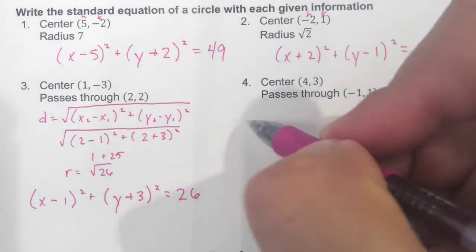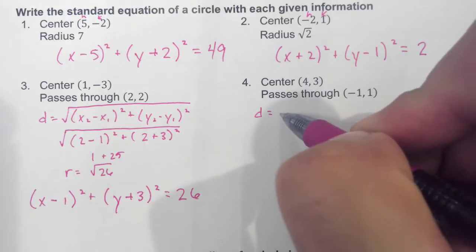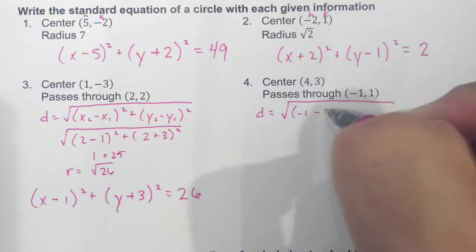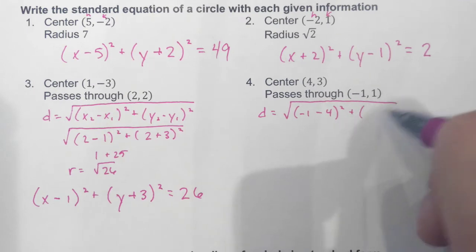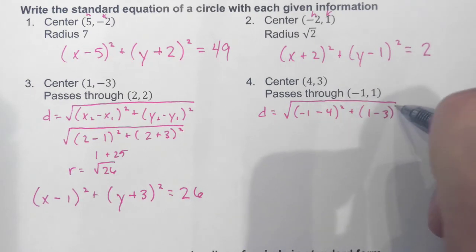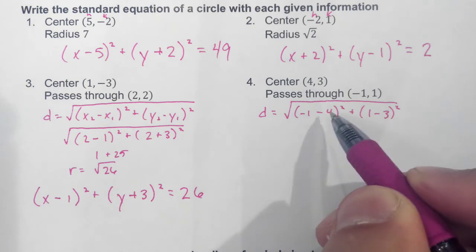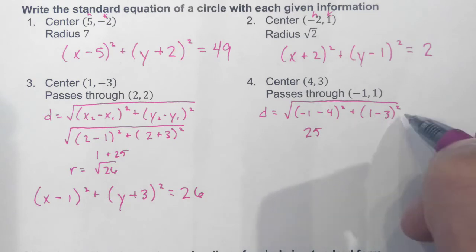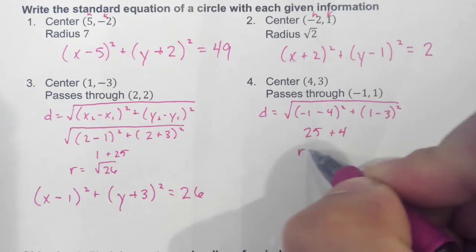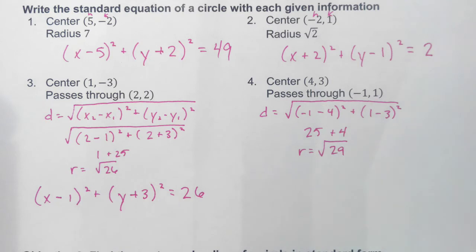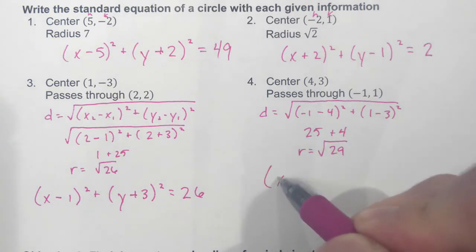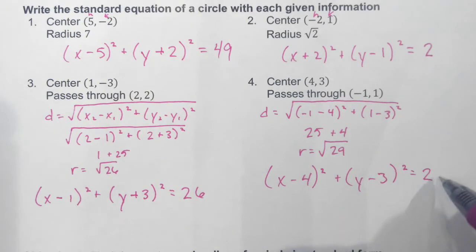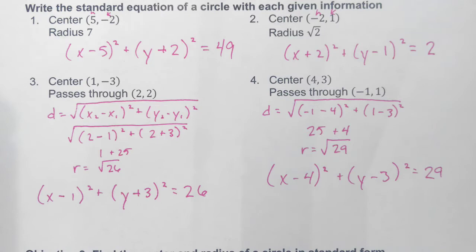All right, let's say you did. The distance is x2 minus x1 squared plus y2 minus y1 squared. So that would be negative 5 squared, so that would be 25. And that would be negative 2 squared, which is 4. So my radius comes out to be the square root of 29. Plug it into the formula. X minus 4 squared plus y minus 3 squared equals 29. And there's your equation of the circle.